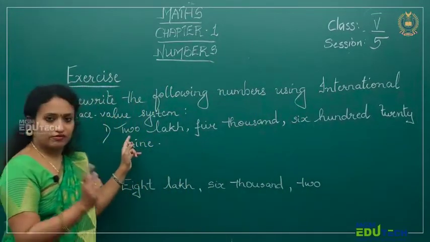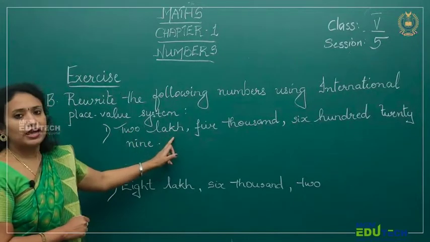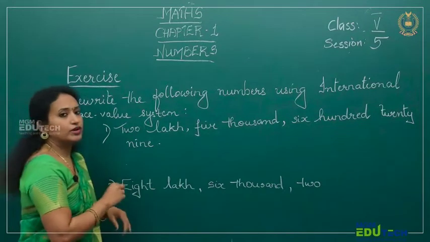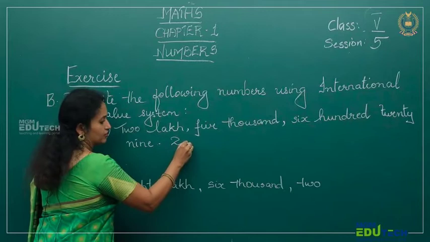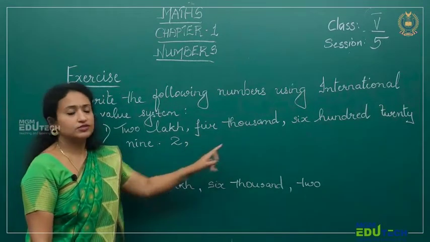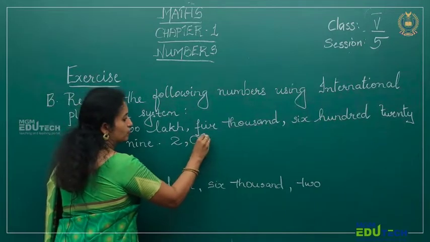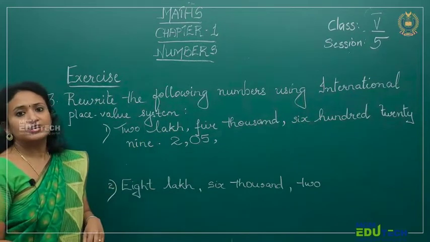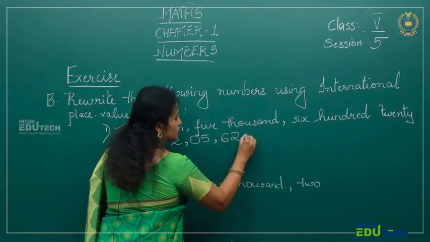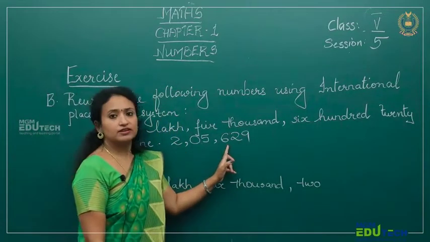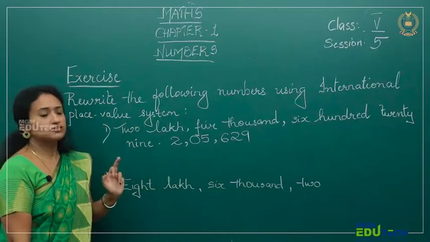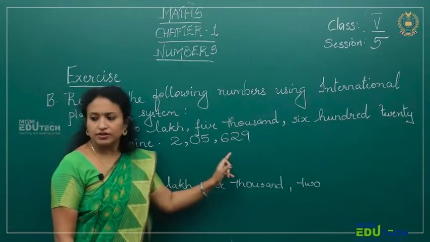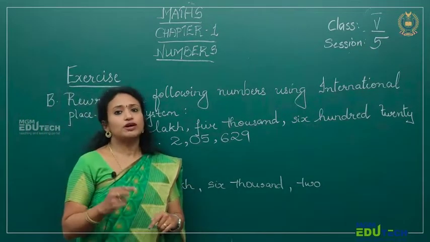See, for example, let's say the first question. 2,05,629. So how do you write it in figures? 2 lakh, comma, 5,000. So in the thousands period you have 0, 5. Correct. Then 629. So 629. Now this is the number in the Indian place value system form. You read this number in words and you have written it in figures. Now the same number you are going to write in the international place value form.